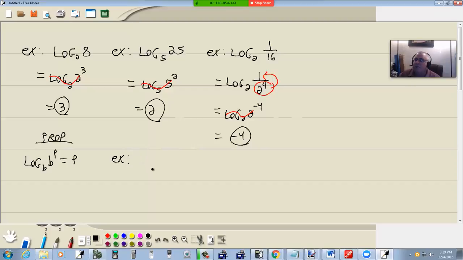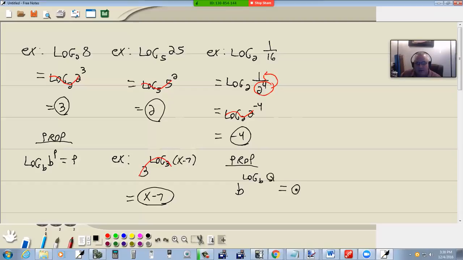Now there's one more property I want to refer to. If you have 3 to the power of log base 3 of x minus 7, for example. If these 3's match, then those 3's in log are going to cancel, just like these up here. And the x minus 7 will drop out of the exponent, and that's our answer. Now the property for that, if you're big into properties, says we got b to the power of log base b of q is going to equal q.